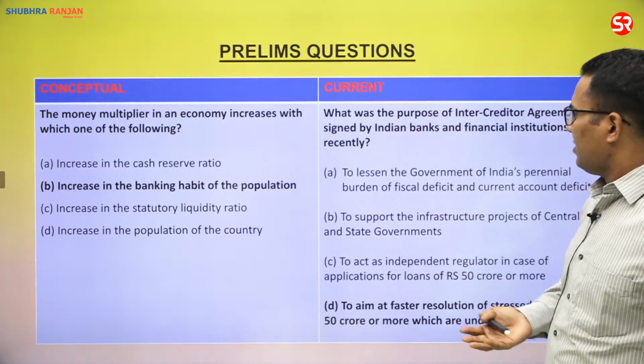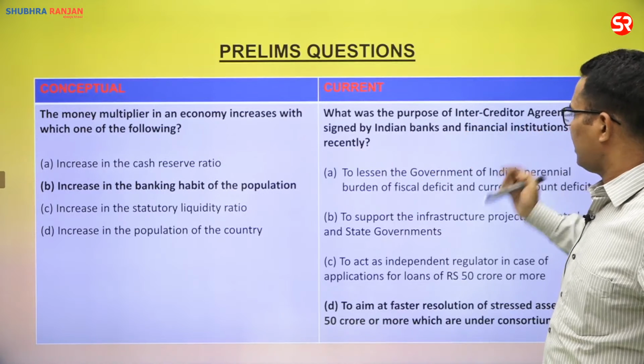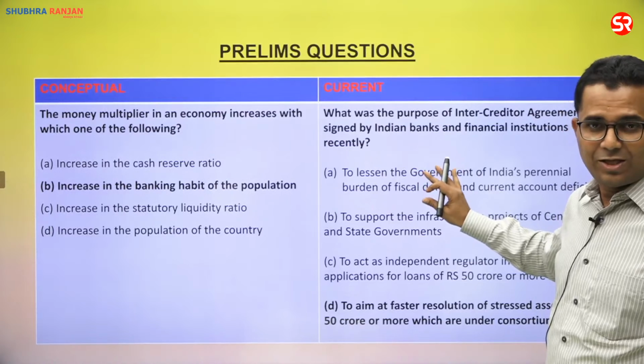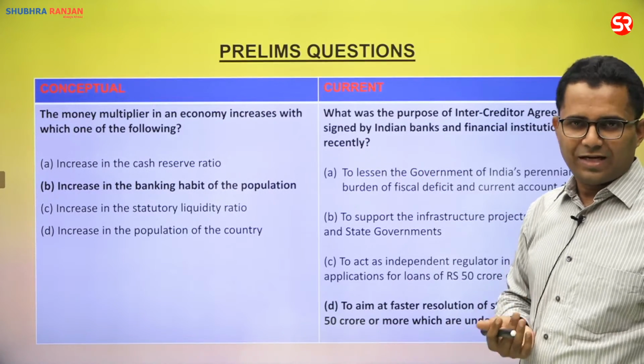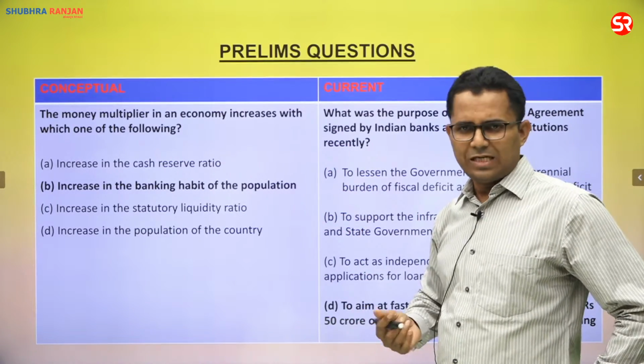Now a current affairs based question: what was the purpose of the intercreditor agreement signed by Indian banks and financial institutions recently? Even to answer this current affairs question, you should have an idea of the banking sector, money, finance, etc. So these are the kind of questions which UPSC generally asks.